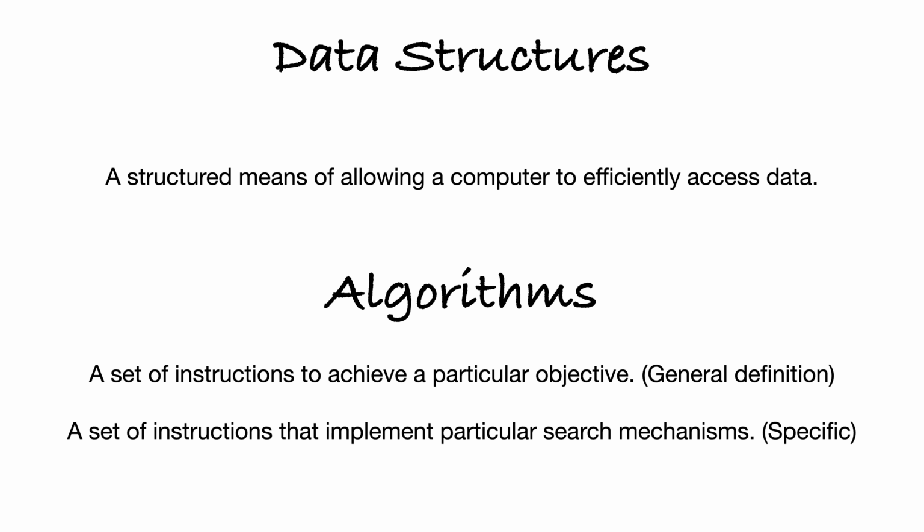To quickly go over the data structures and algorithms definitions, data structures are basically structured means of allowing a computer to efficiently access data. On the other hand, an algorithm, to generally define it, is a set of instructions that help achieve a particular objective. To get more specific, when you see the term DSA in coding prep or some other situation, it is basically a set of instructions that help implement particular search mechanisms.